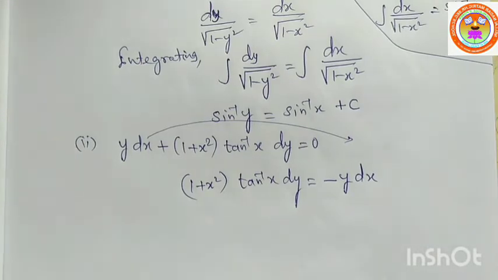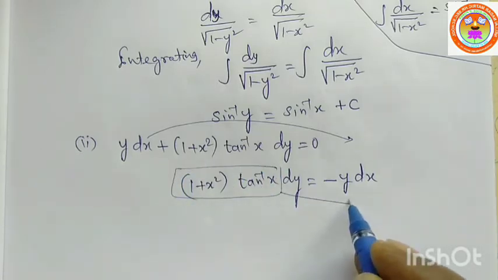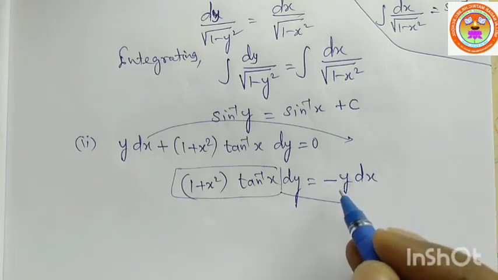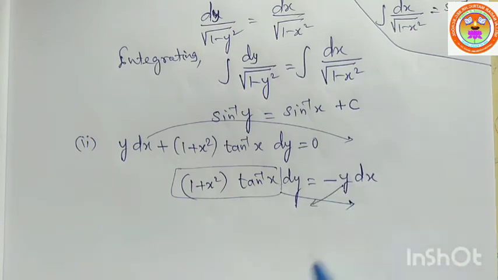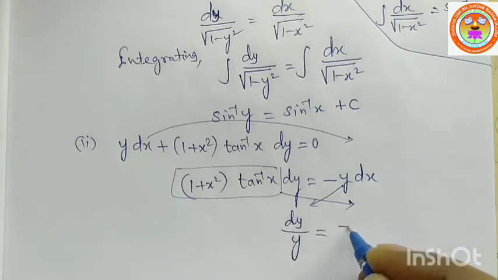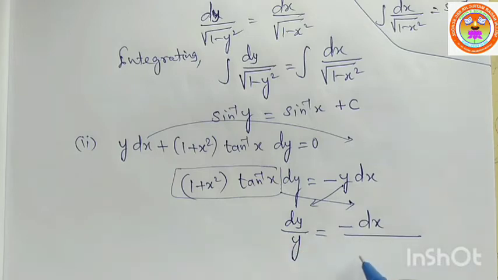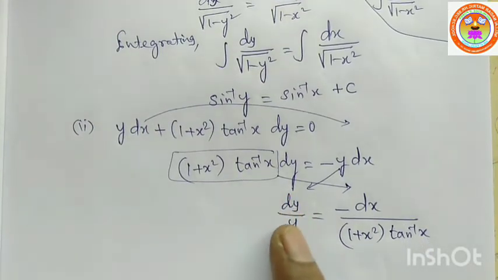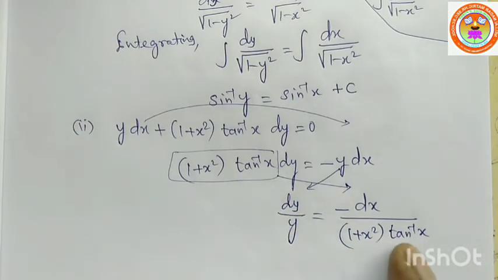Our main target is to separate the variables. These are all x terms, so bring this term to the right hand side. This y term we don't want here, so bring it to the left hand side. So, dy by y is equal to minus dx by 1 plus x square into tan inverse x. So, here we have separated the variables x and y. One side full of y, another side full of x.